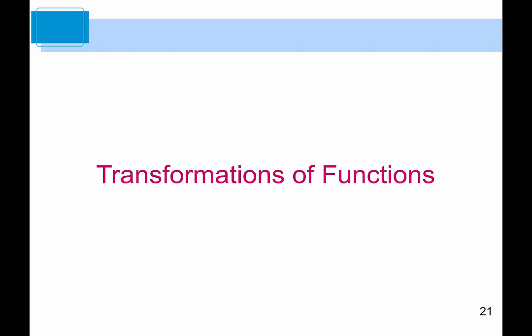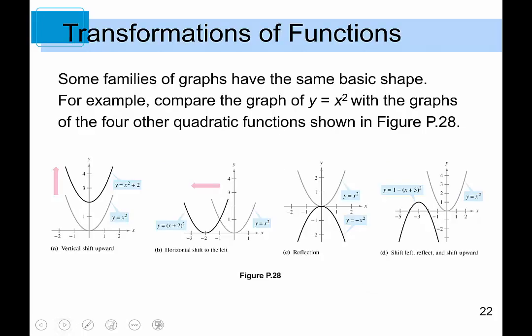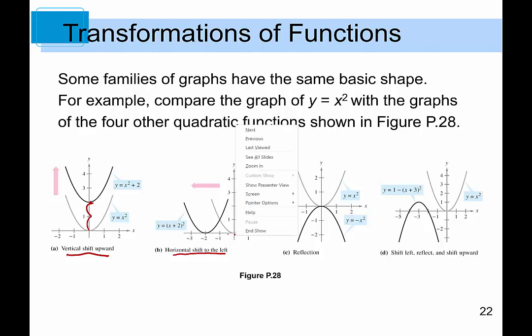And next, let's take a look at the transformations of functions. Some typical transformations: shifting upward, a vertical shift upward, like this one going from y equals x squared to y equals x squared plus 2. You basically shift up 2 units, 1, 2, going up 2 units. The second graph is a horizontal shift left 2 units. Start here, 1, 2, and here.